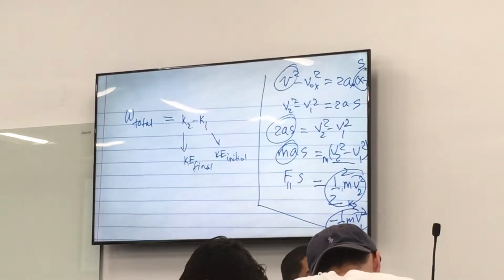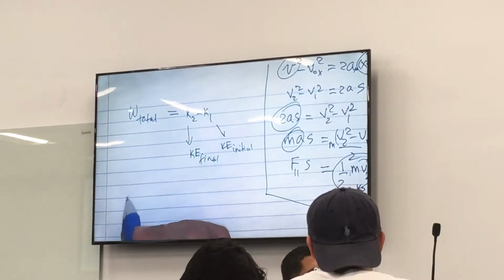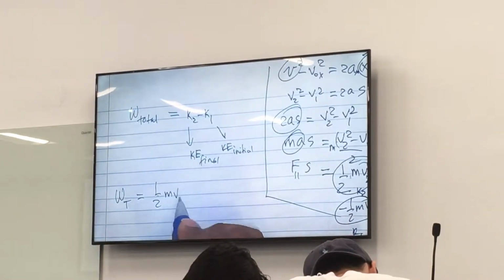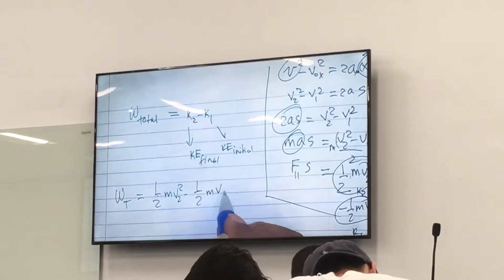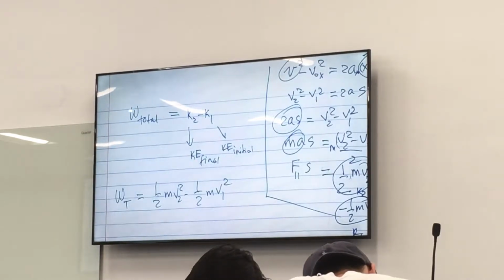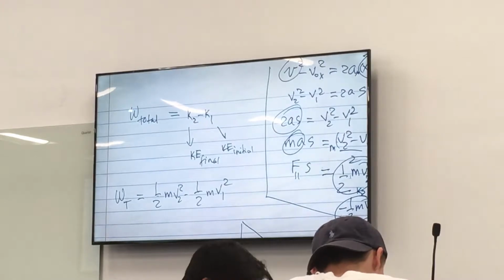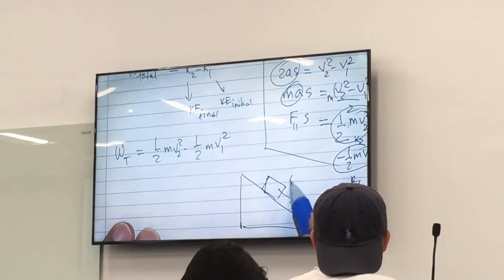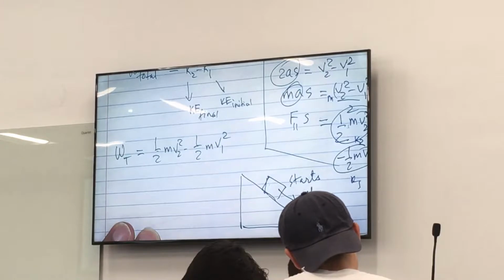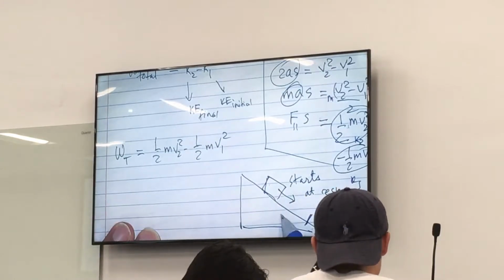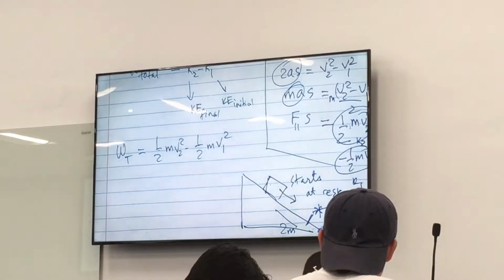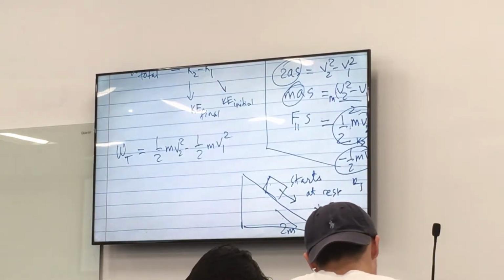Okay, so we had total work done, and now we can calculate this: total is 1/2 mv2 squared minus 1/2 mv1 squared. Now in this problem, I said this object is sliding down. Let's say it starts at rest and travels 2 meters there. Now we can calculate what the velocity of that object is when it reaches that 2 meter distance.